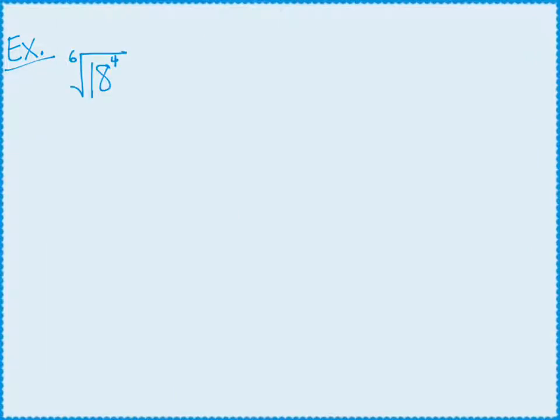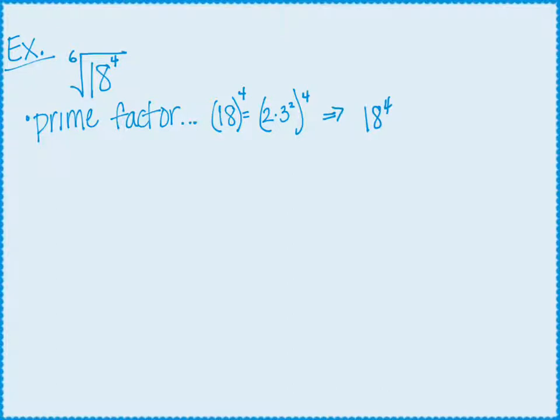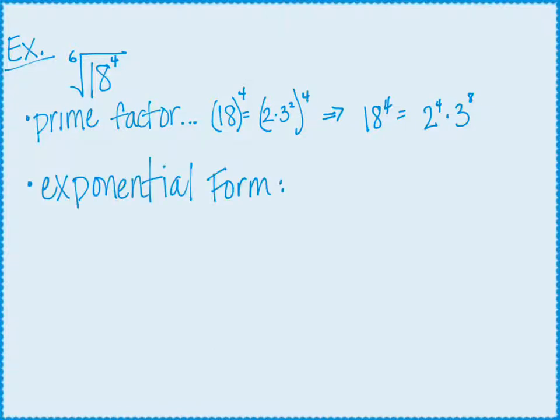I have the 6th root of 18 to the 4th. And again, as it's written right now, how many 18s are inside there? There's only 4 of them, and this is the 6th index, and so there aren't enough to take out. But if we prime factor 18, we get 2 times 3 squared. So 18 to the 4th is 2 times 3 squared, all raised to the 4th. And therefore 18 to the 4th is the same thing as 2 to the 4th times 3 to the 8th.